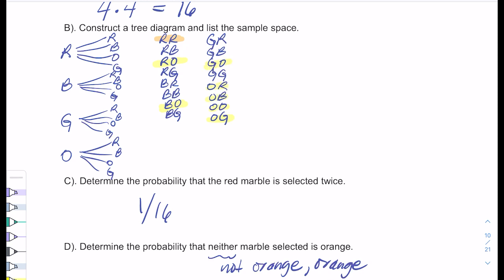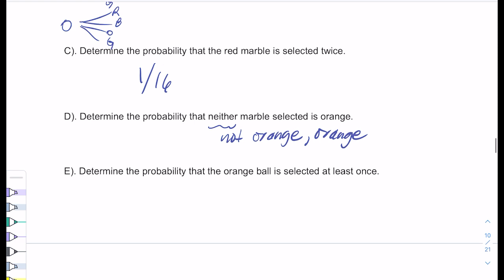So how many of them did I not highlight in yellow? So there's 1, 2, 3, 4, 5, 6, 7 that are yellow. So I'm just going to subtract 16 minus 7, and that leaves me with 9 out of 16 that are not orange, one or both of them.